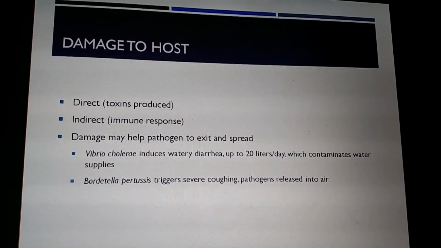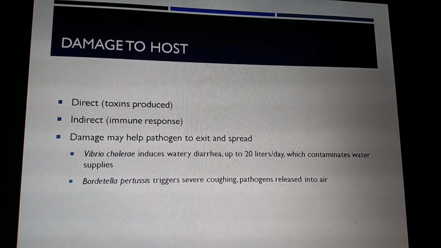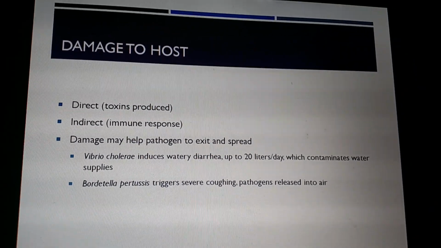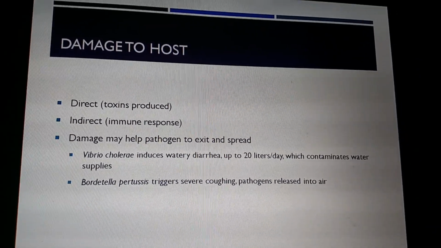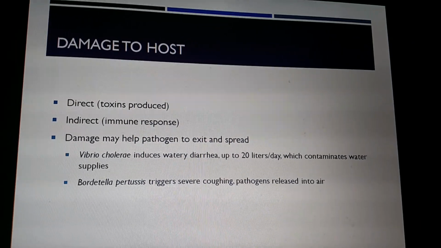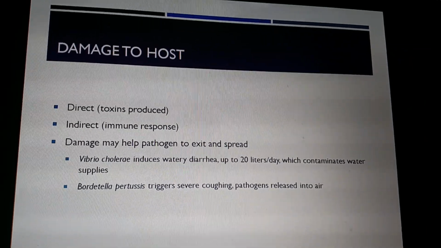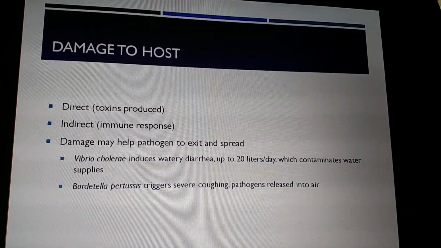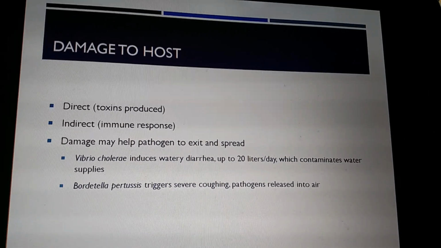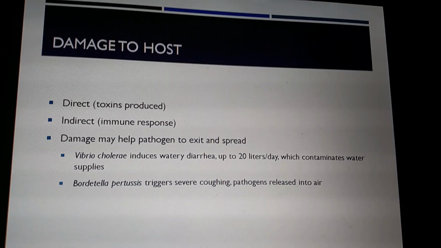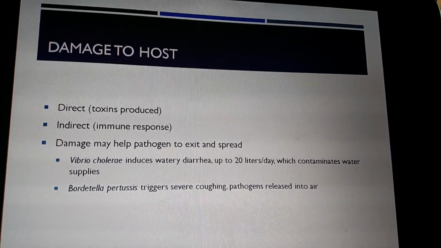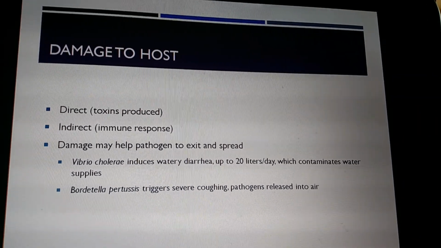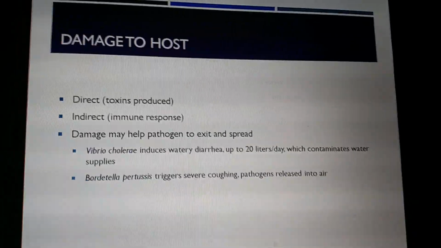When you look at Vibrio, it causes a very violent watery diarrhea. You can have up to 20 liters of diarrhea per day. Think about that. That is 10 2-liter bottles of soda. That is going to contaminate any water supply it comes near. Pertussis actually triggers this violent coughing. That's going to release the pathogens in the air for other people to inhale them.